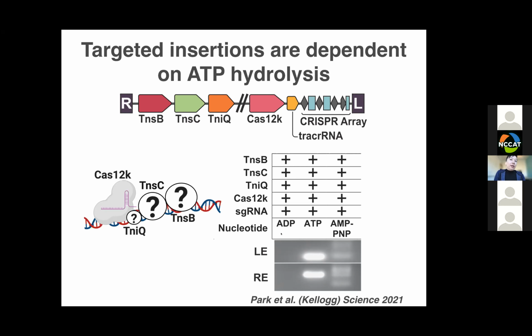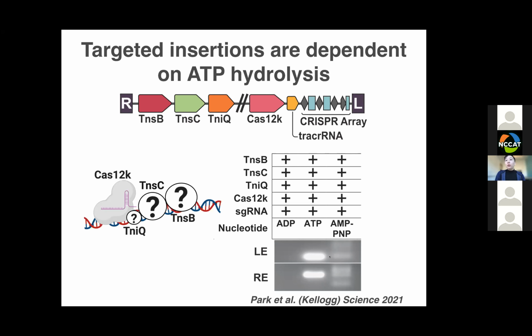But in the presence of ADP, we saw absolutely nothing. So this indicates there's no targeted insertion. In fact, there's no transposition at all. So that indicated to us that ATP binding is required for targeted insertions to happen. But what was really interesting is what happened when we used AMP-PNP, which is a non-hydrolyzable ATP analog. Instead of seeing nothing, we saw a broad smear of bands, which indicated that insertions were happening, but in an unregulated fashion. So the whole programmable insertion was completely deregulated.